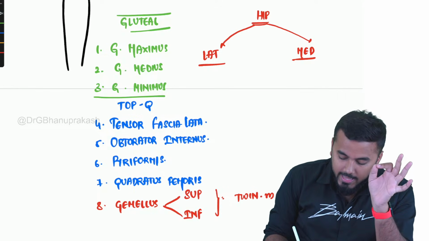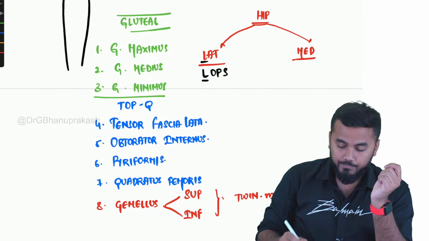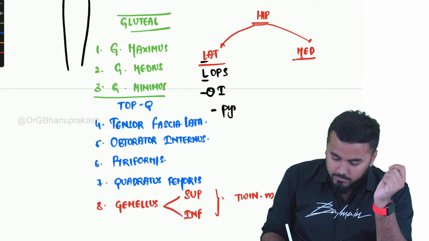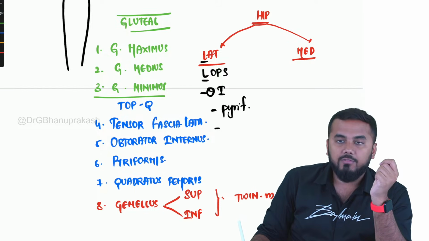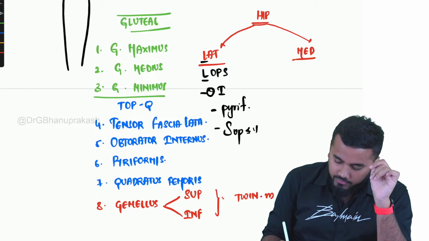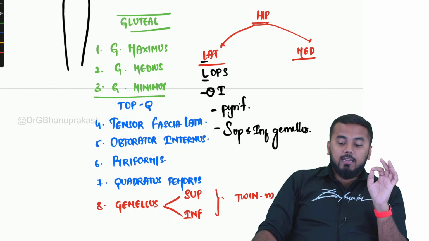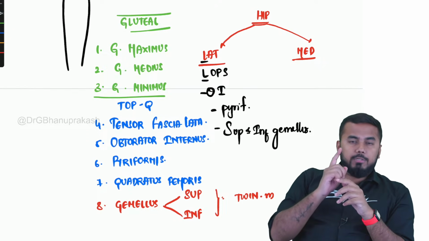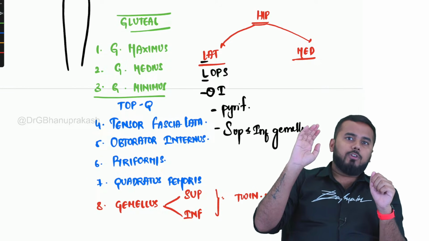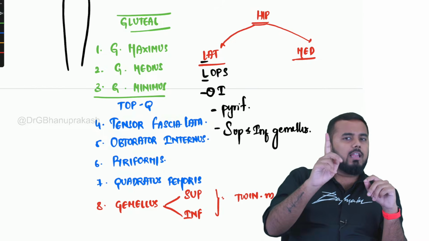If you can remember this, L stands for lateral. L means lateral. O means obturator internus. P means piriformis. And what does S stand for, guys? S means superior and inferior gemelli. So if you remember this mnemonic, then definitely you are going to get a question on the hip. The hip joint is the most important thing. Definitely they will ask you, what are the flexors of the hip? What are the extensors of the hip? What are the lateral rotators of the hip? What are the medial rotators of it? In this, definitely they'll ask you one question.